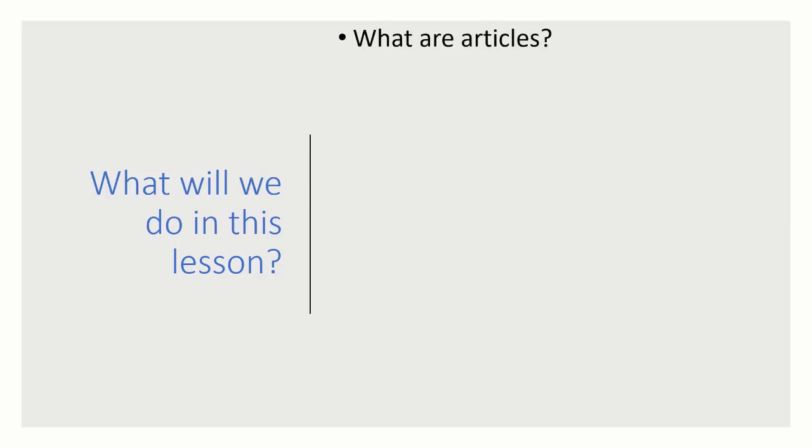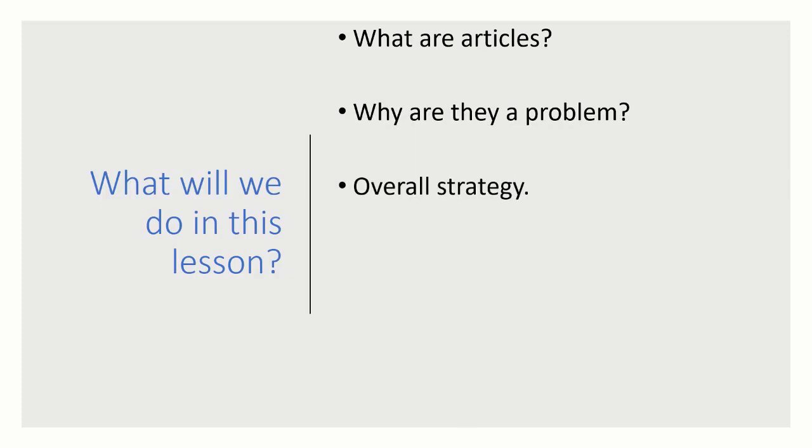We're going to look at what articles are, why they are a problem, and the overall strategy. We're going to use logic in order to help us improve our use of articles. And then we're going to look at individual rules because there are quite a few rules. And I'm also going to give you a checklist because I was thinking of an easy way for you guys to be able to check your writing after you finish.